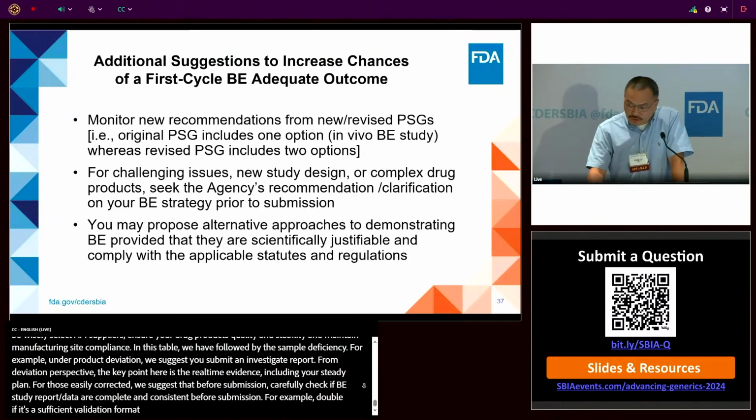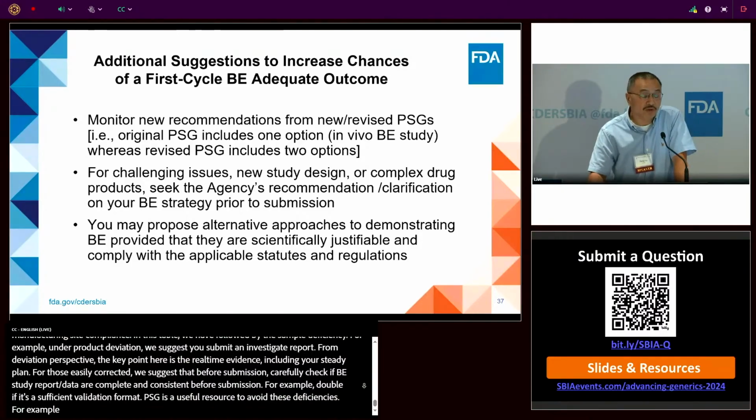The PSG is a useful resource to avoid those BE deficiencies. For example, the original PSG included only one in vivo option. However, the revised PSG includes both in vitro and in vivo options, so you have more options.